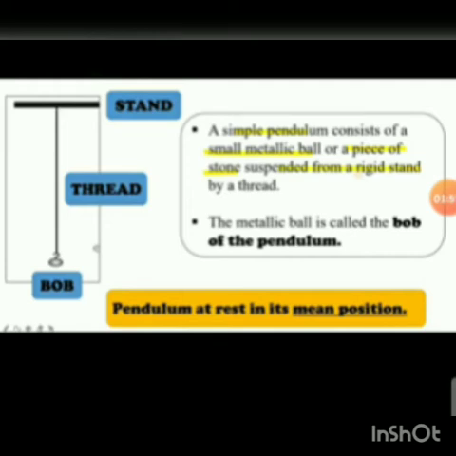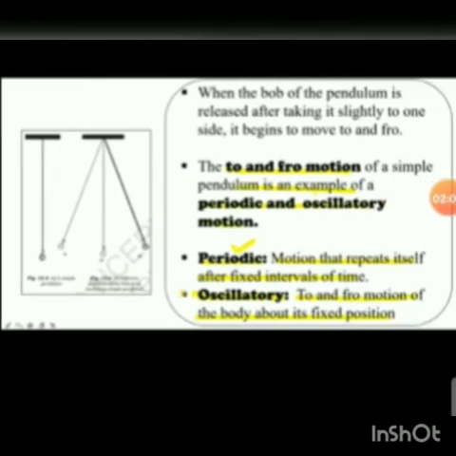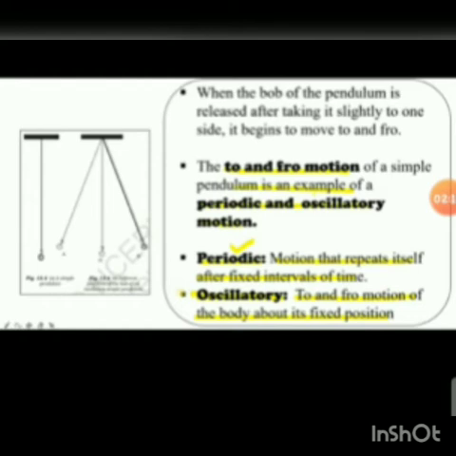A simple pendulum consists of a small metallic ball or a piece of stone. Can you see the ball, the stone, suspended from a rigid stand by a thread? The metallic ball is called the bob of the pendulum. Pendulum at rest in its mean position. When the bob of the pendulum is released after taking it slightly to one side, it begins to move to and fro. The to and fro motion of a simple pendulum is an example of periodic and oscillatory motion.